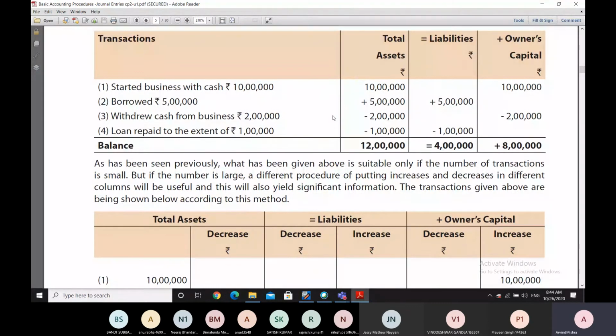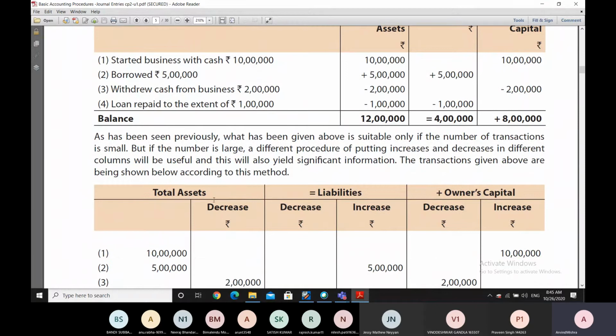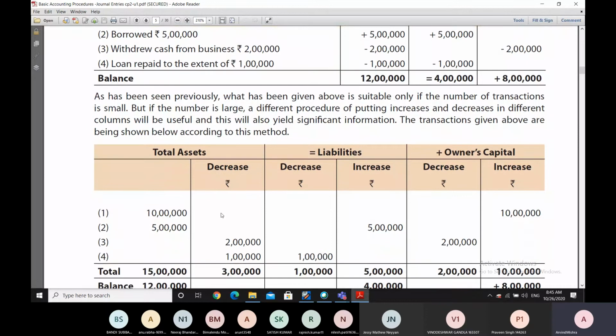Now, here as you can see, the assets: in case of increase of asset we are writing a plus, and in case of decrease of asset we are writing minus. Instead of writing plus and minus, what we do is that we just divide the asset account in two sides. On one side we write the increase and the other side we write the decrease.